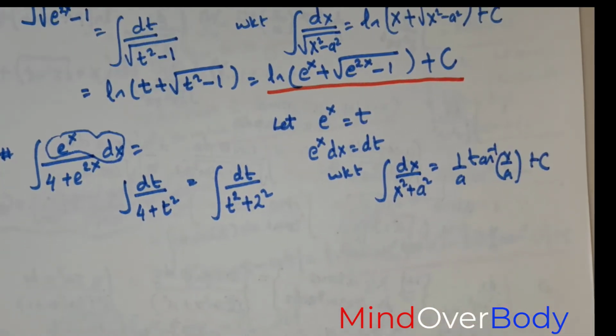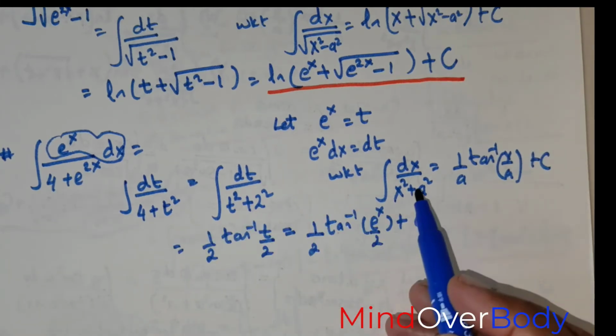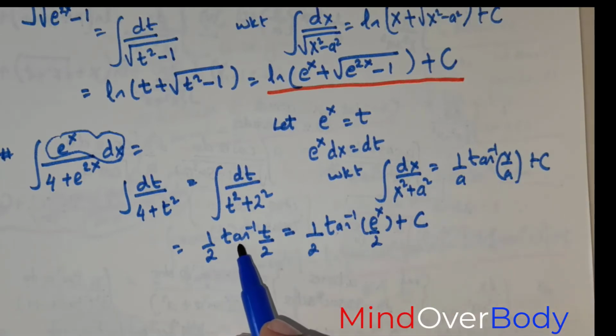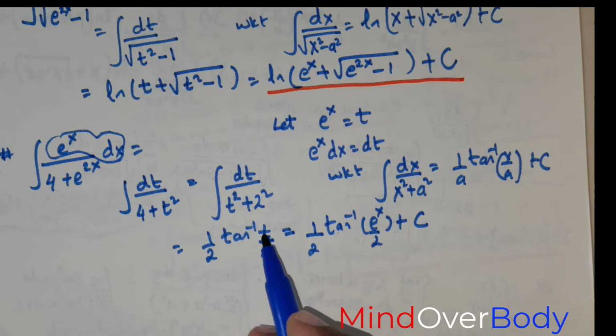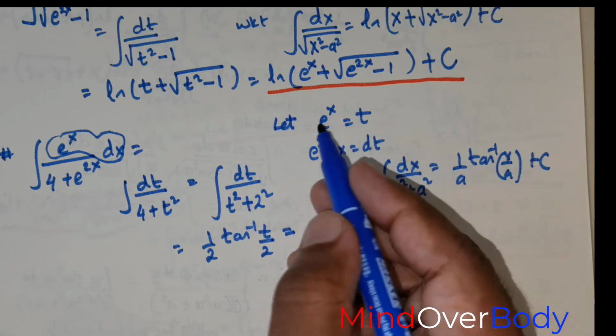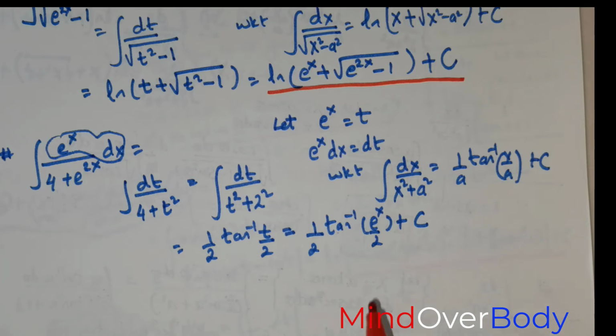So using this formula, this can be rewritten as, so if we were to apply this formula, we would get this to be the result, 1 over 2 tan inverse of t over 2, and substituting the value for t as e raised to the power of x would give us 1 over 2 times tan inverse of e raised to the power of x over 2 positive arbitrary constant c. So this is a good place for us to draw the red line.